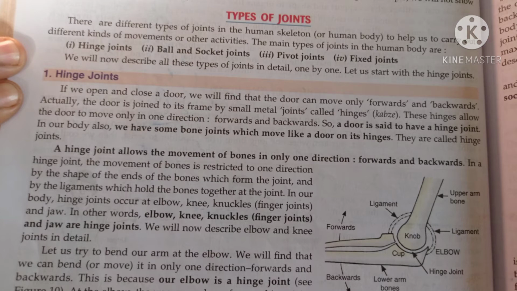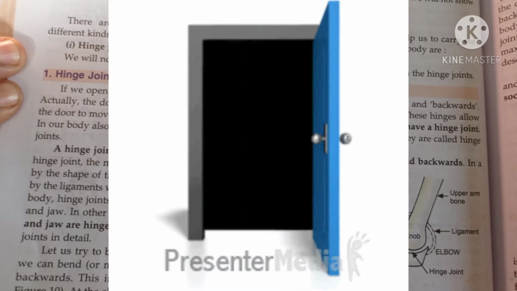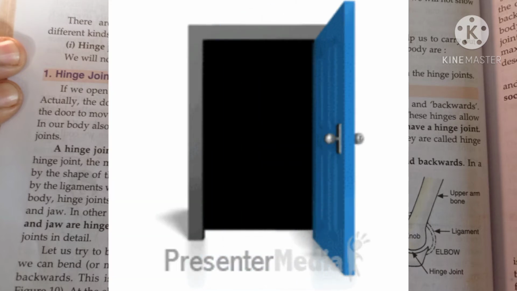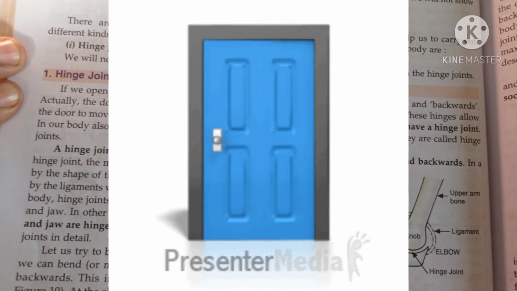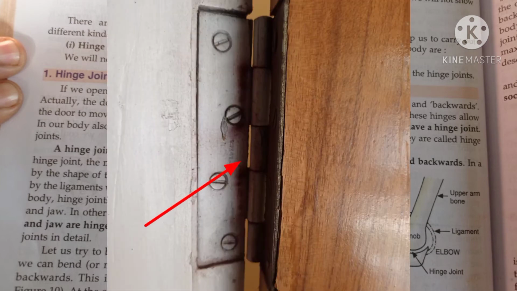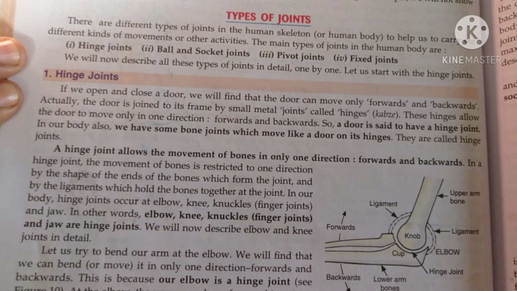Now let us discuss types of joints. The main types of joints in the human body are hinge joints, ball and socket joints, pivot joints and fixed joints. Let us describe hinge joints. If we open and close a door, we will find that the door can move only forwards and backwards. Actually, the door is joined to its frame by small metal joints called hinges or kabza. These hinges allow the door to move only in one direction, forwards and backwards. So, a door is said to have a hinge joint.